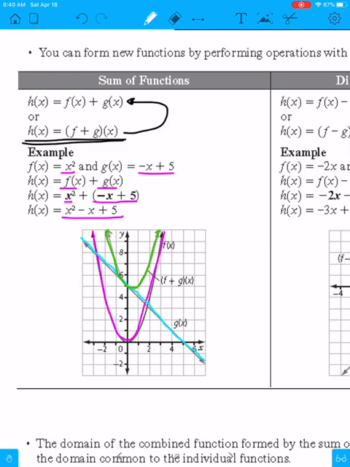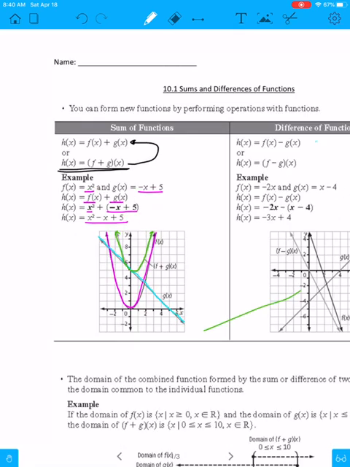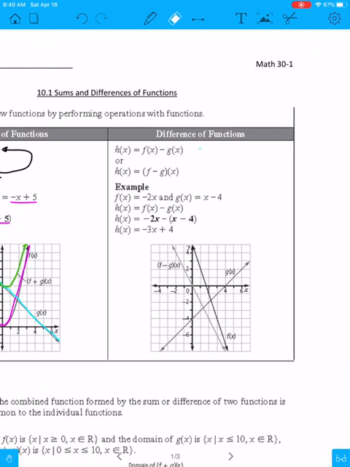Okay? Similarly, I can do subtraction. With subtraction, I can have h of x equals f minus g of x. It can be written like this. If it is written like this, you're going to rewrite it as h of x equals f of x minus g of x every single time, because the other version doesn't really make a heck of a lot of sense.